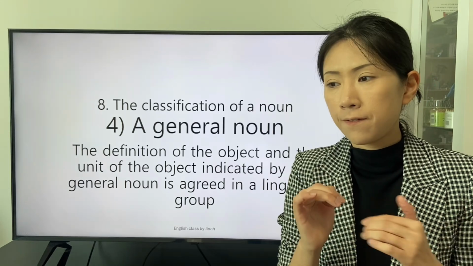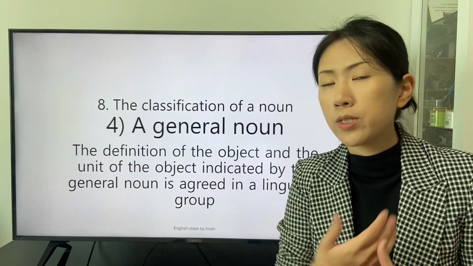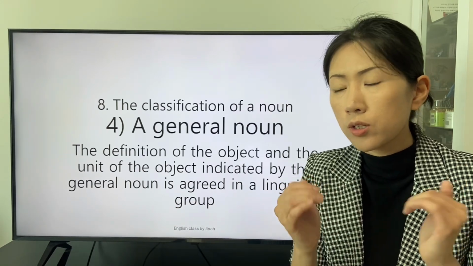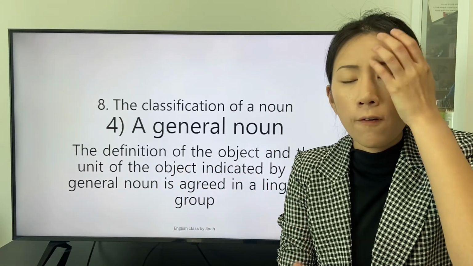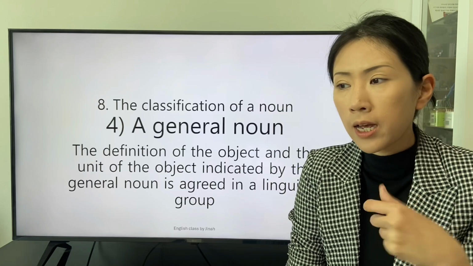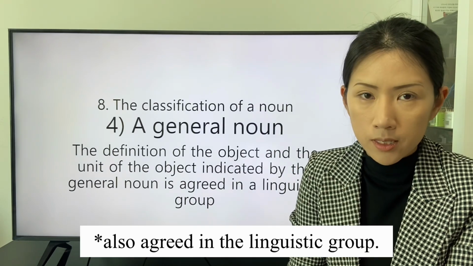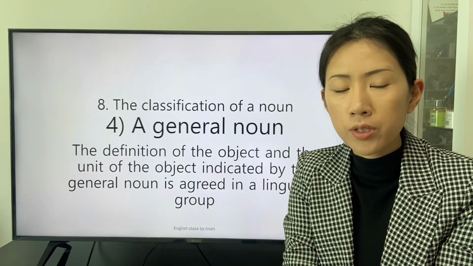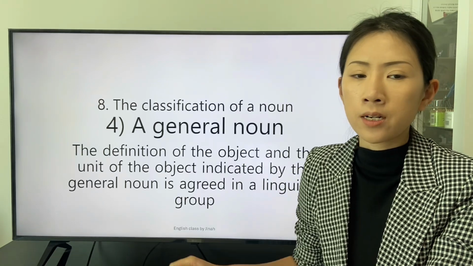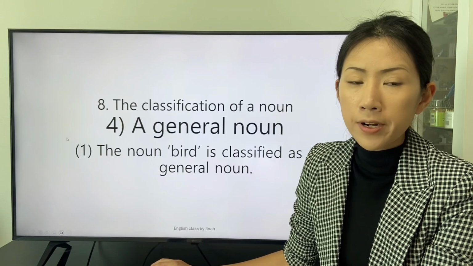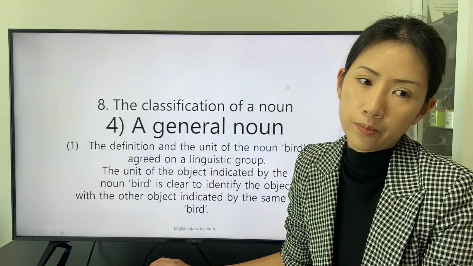The definition of the general noun is agreed in the linguistic group, and the definitions to define the general noun are all correct. The unit of the general noun to count with the number is the definition of the object and the unit of the object indicated by the general noun is agreed in a linguistic group. For example, the noun bird is classified as a general noun.